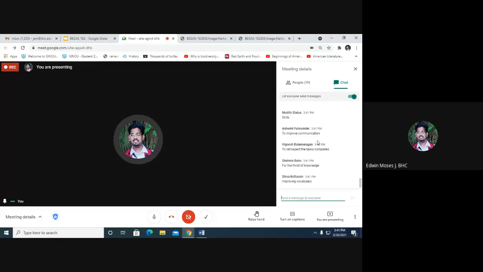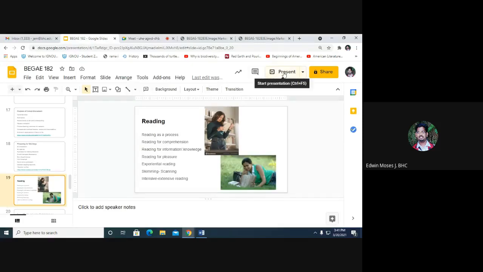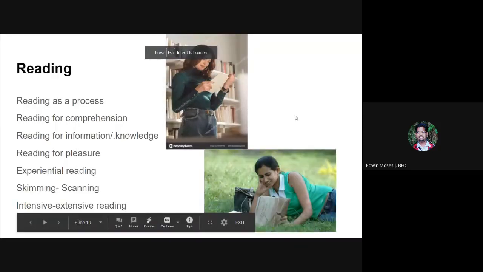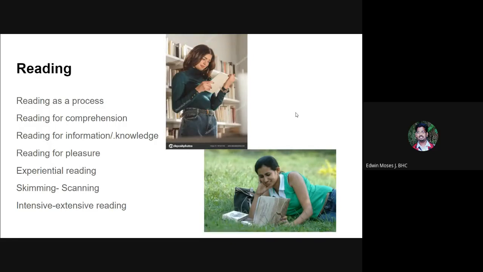We read storybooks, novels, poems, right? All those things are part of reading for pleasure. So reading as a process. Reading for comprehension, you understand, you comprehend something. You read for gaining information, knowledge. You read for pleasure, as I said.